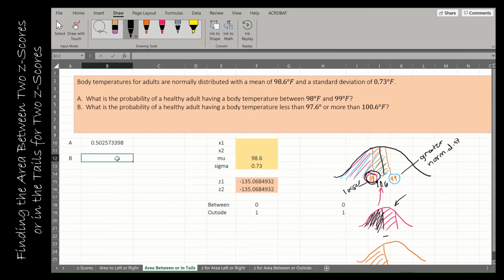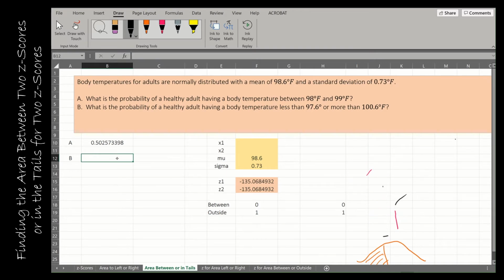Now, if I want the area to the outside, so let me get rid of all of my beautiful drawings here. If instead I want the area to the outside, then I need to think about adding two different values. So the probability of less than 97.6, so here in the middle is 98.6.